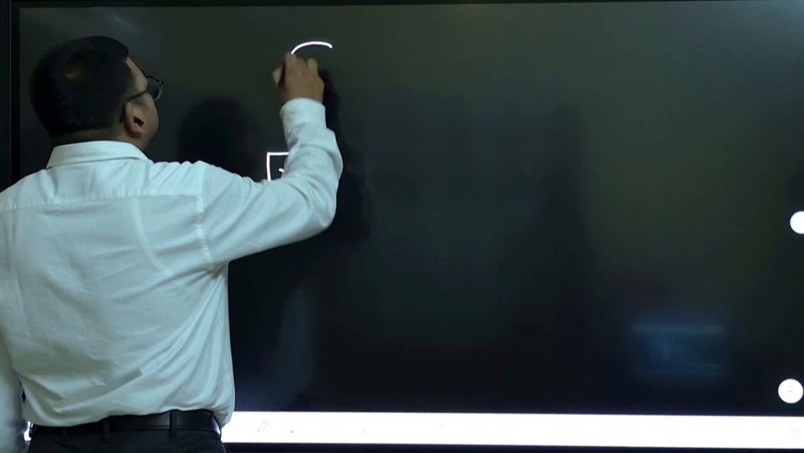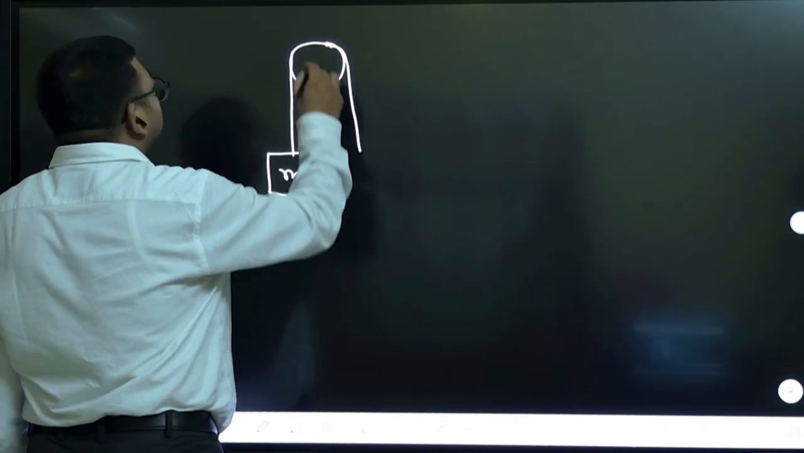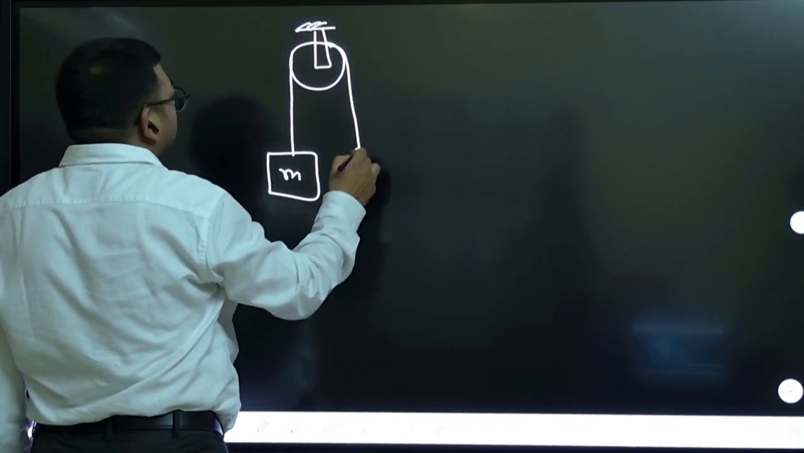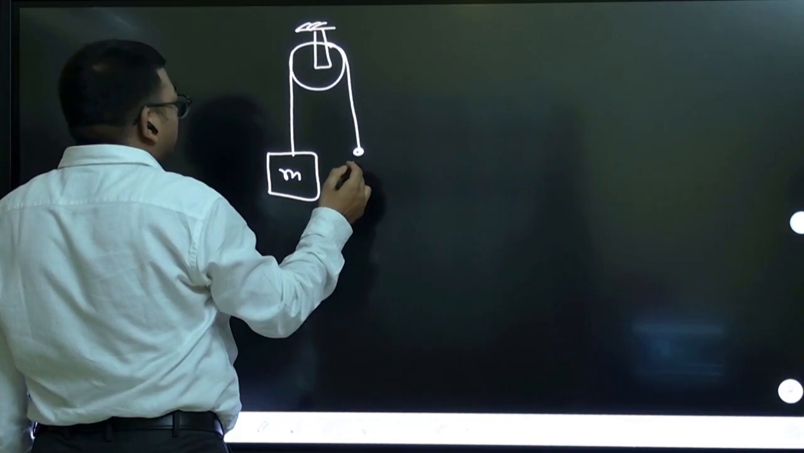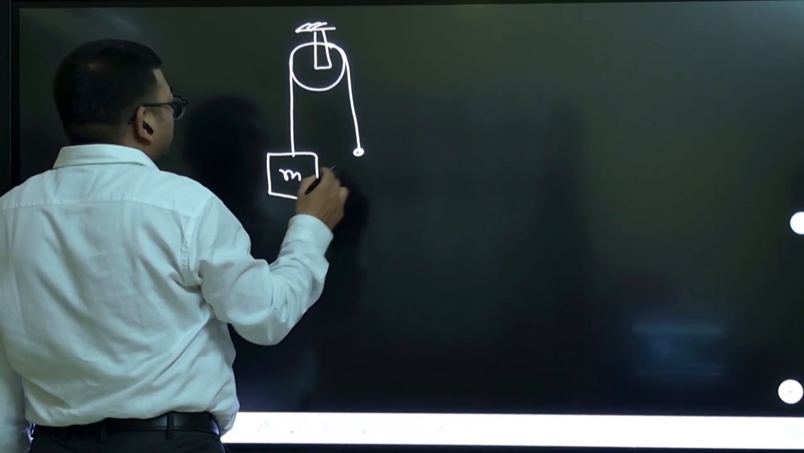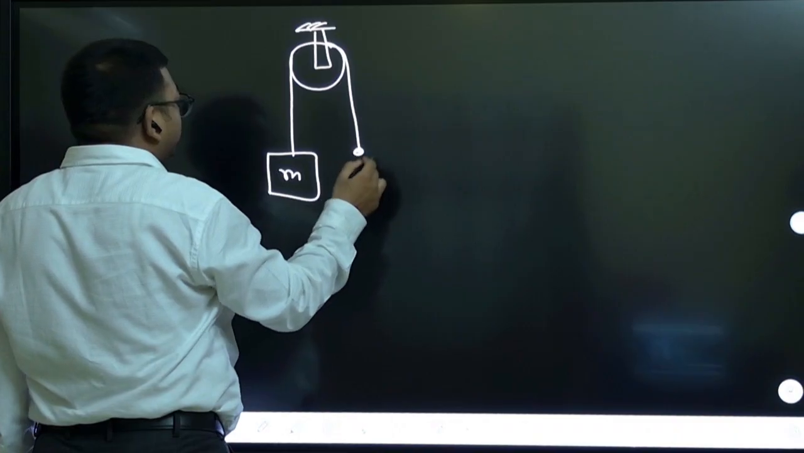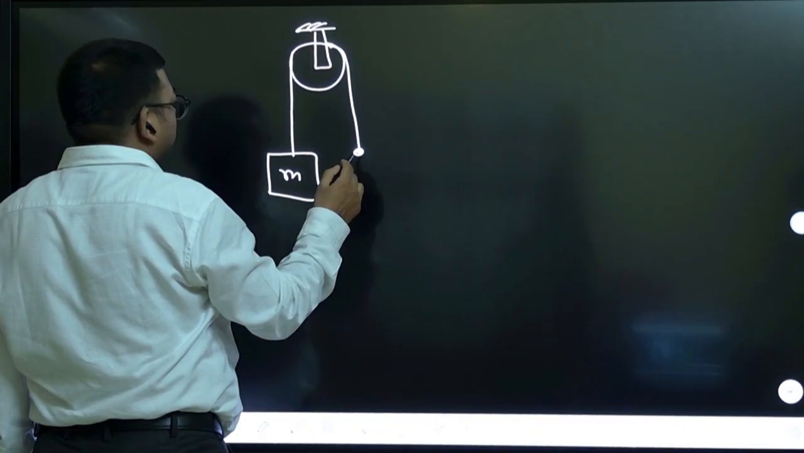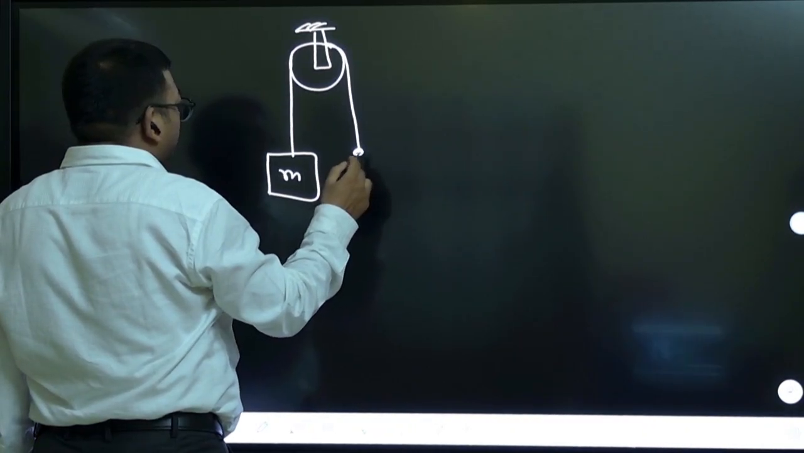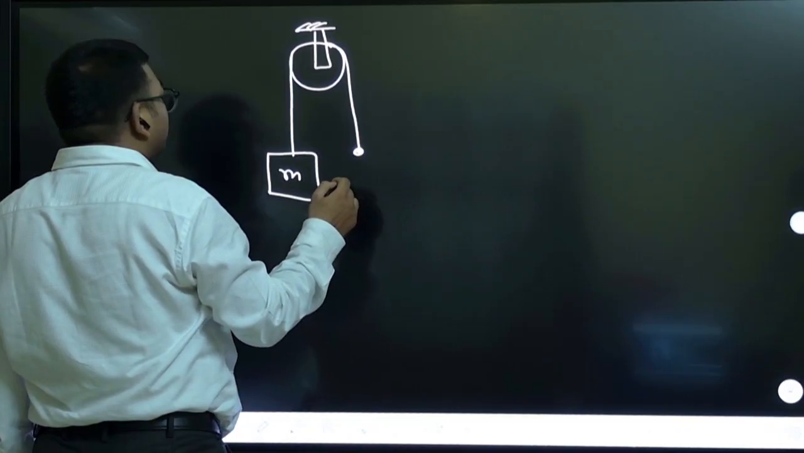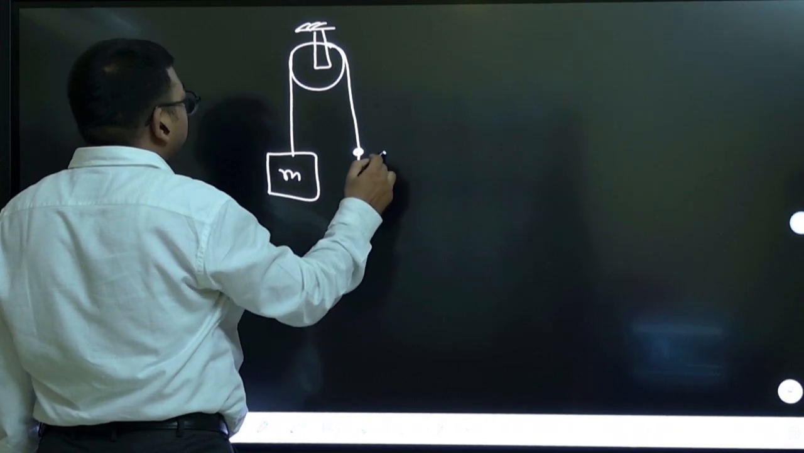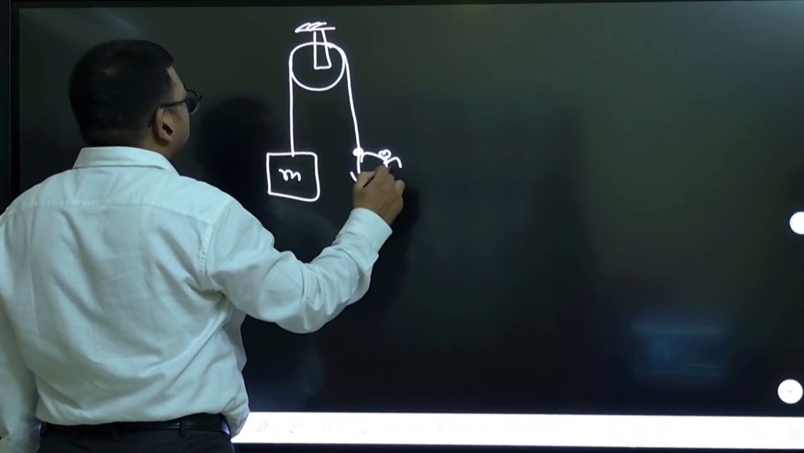Okay. This is passing through a pulley. And what is this side? Which direction is he pulling? Okay, so he is applying a force. A man is applying a force here, right?